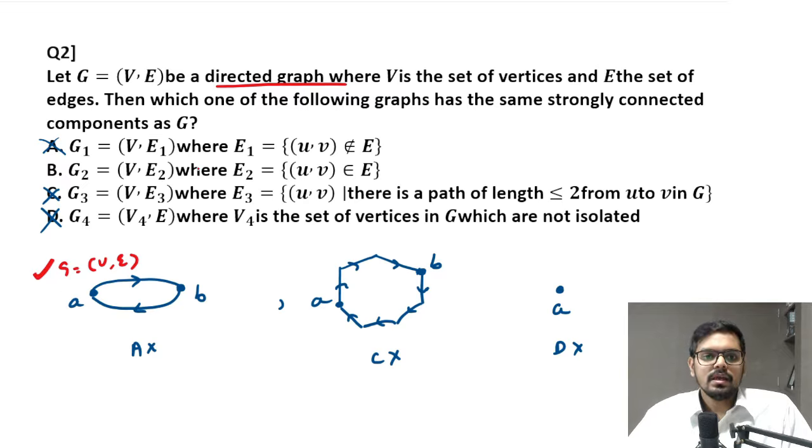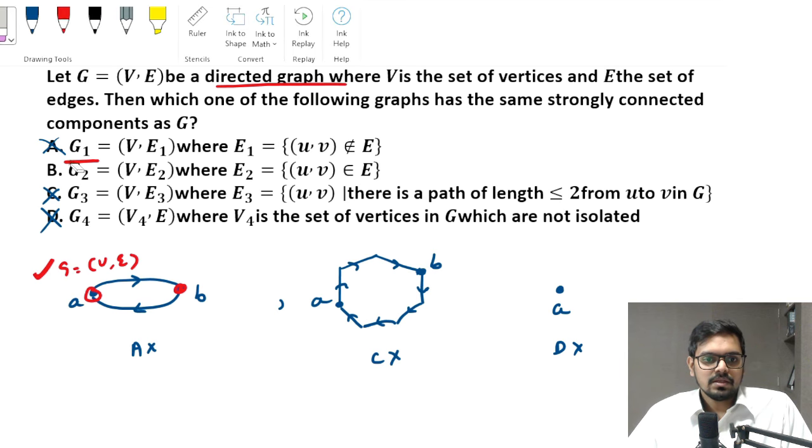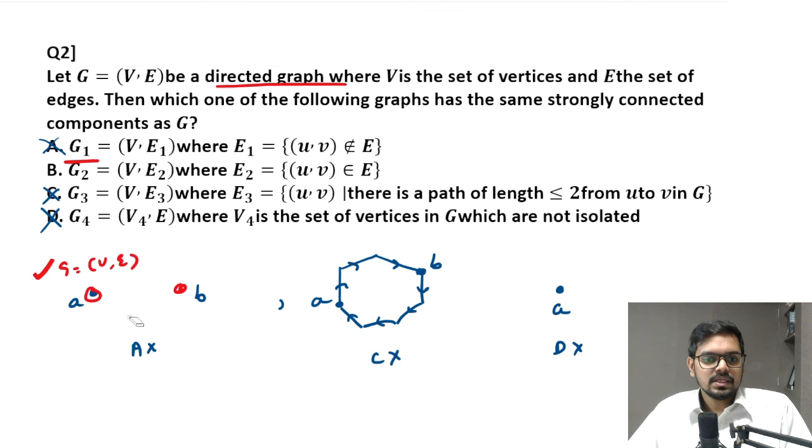But if you are saying G1 is a graph where the vertices are the same, but the edge set is not the same as your original graph's edge set, then I have to remove those edges from the graph G. This is your G1 graph. But this G1 graph is not strongly connected, since there is no path from A to B and B to A. Therefore, this option is wrong. This is one counter example. Understood? The original graph was strongly connected, but if you remove the edges from the graph and say E1 is the new set of edges where those edges do not belong to the original graph.